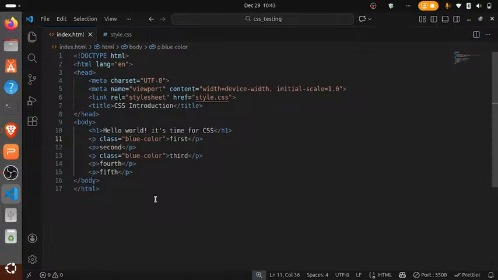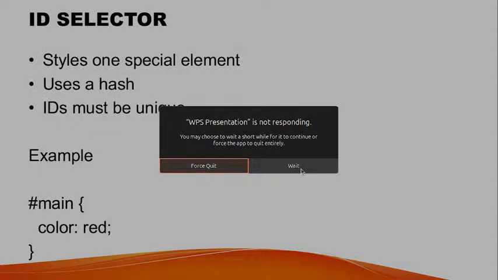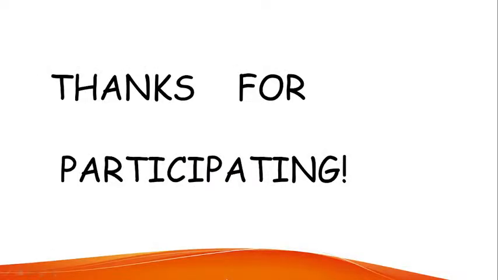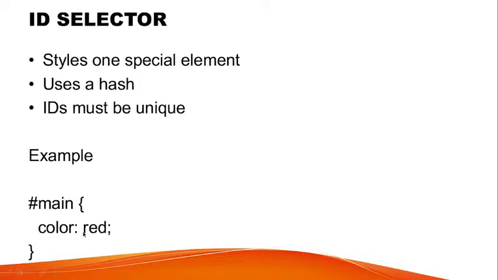We use hash for that. Remember, for the class selector, we use dot. Then for this one, we use the hash sign. Look at it here. We use the hash sign, sorry. We use the hash sign, then every other thing is the same.